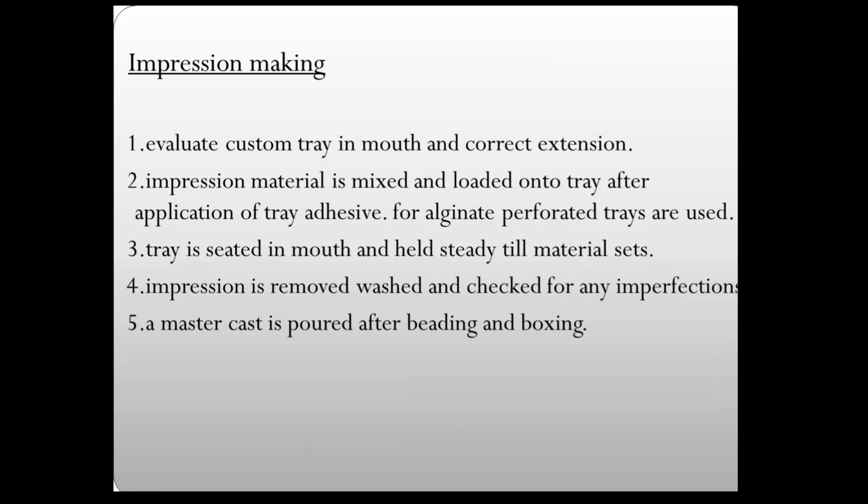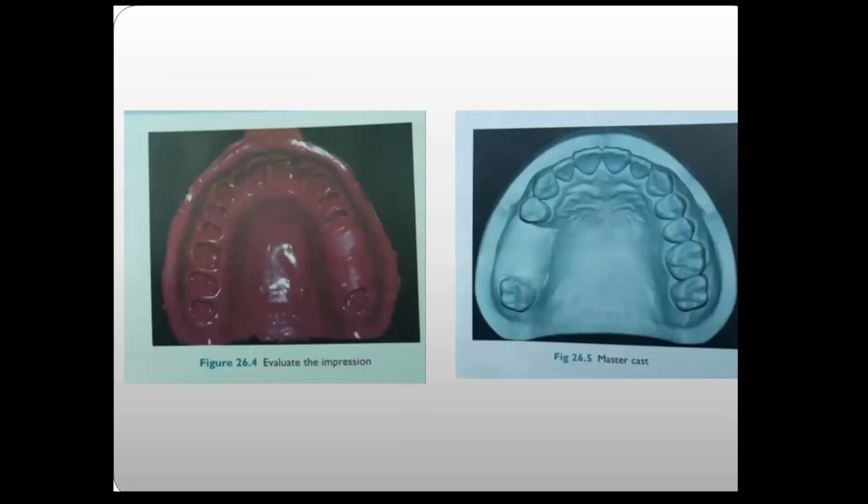For impression making, we should try the special tray in the patient's mouth. Once that is evaluated, and if all the extensions are correct, we should load the tray and place it in the patient's mouth until the impression material sets. The impression is removed and checked for any inaccuracies or imperfections. Then, after beading and boxing, the master cast is poured. This is the anatomic impression technique. So this is the final impression and the final master cast.